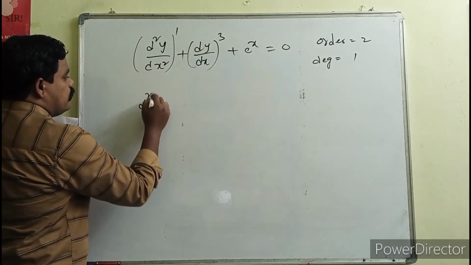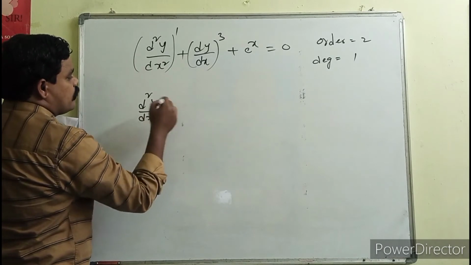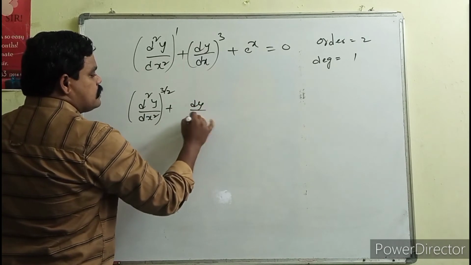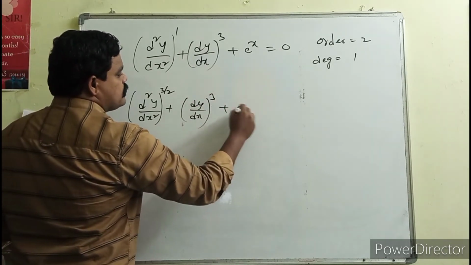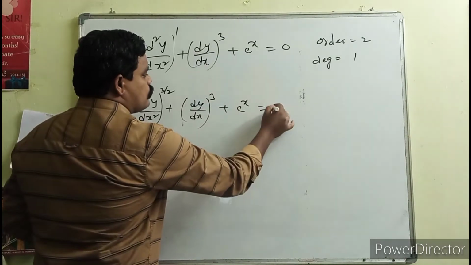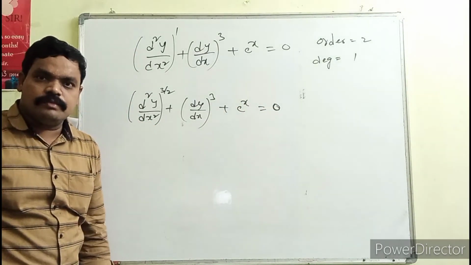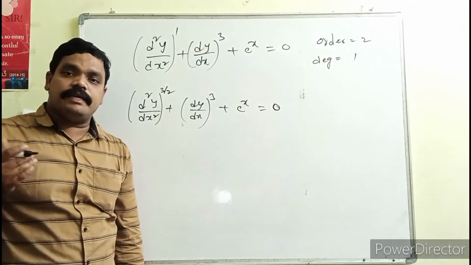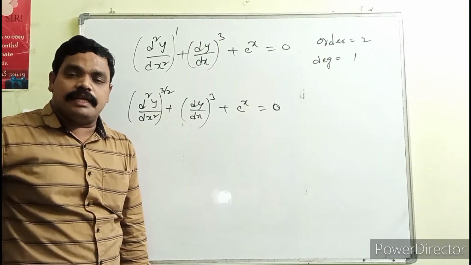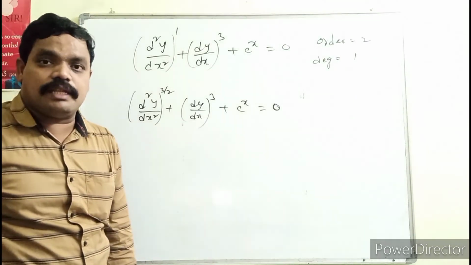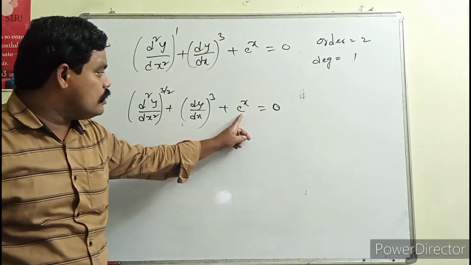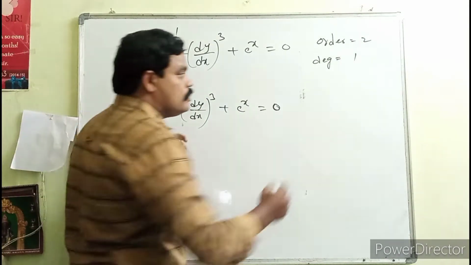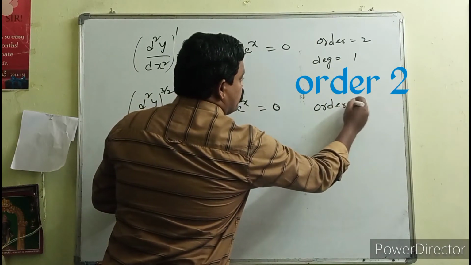Assume another example. d square y by dx square whole power 3 by 2 plus dy by dx whole cube plus the same e power x, which is equal to 0. Now, what about the order? Order means the highest differential coefficient, the highest number of times we differentiate the equation. Here there is no derivative, here one time derivative, here two times derivatives, so the highest derivative is 2, that is, the order is 2.